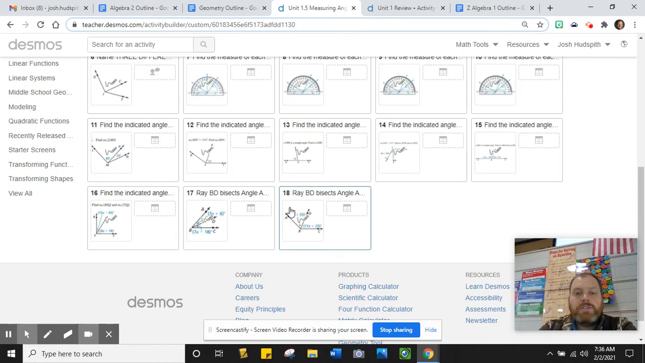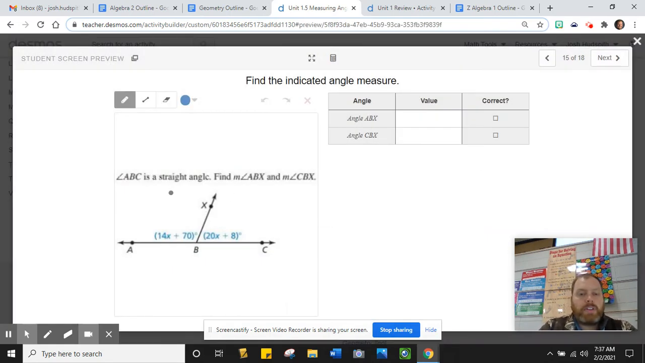Now, 11 through 18, you're going to be given some information about an angle. It might be a total. It might be the 2 individual pieces. It might say it's an angle bisector. It bisects the angle. Given the information, you're going to have to solve for some unknowns. Let's just start with 15. 15 tells me ABC is a straight angle.